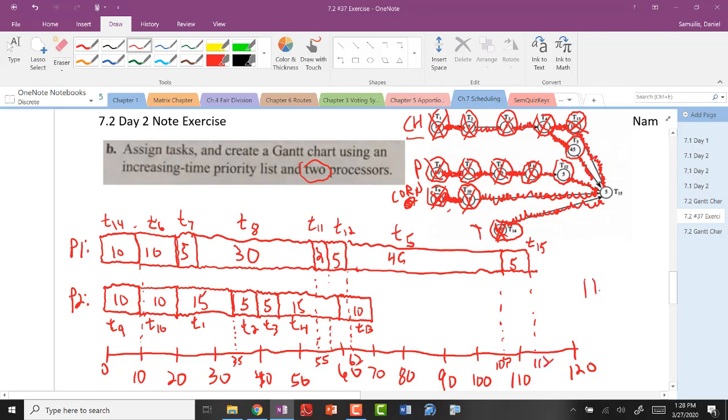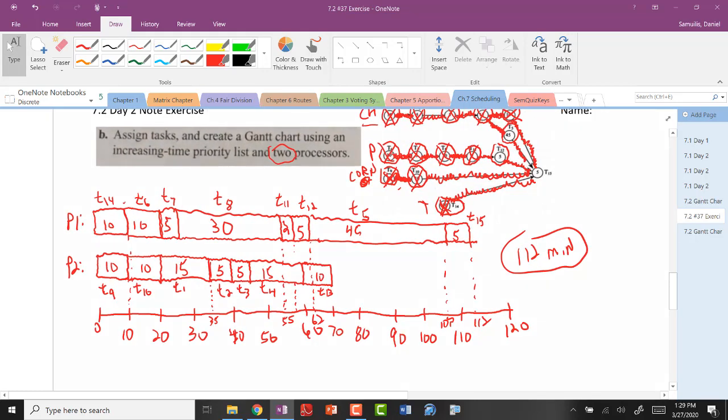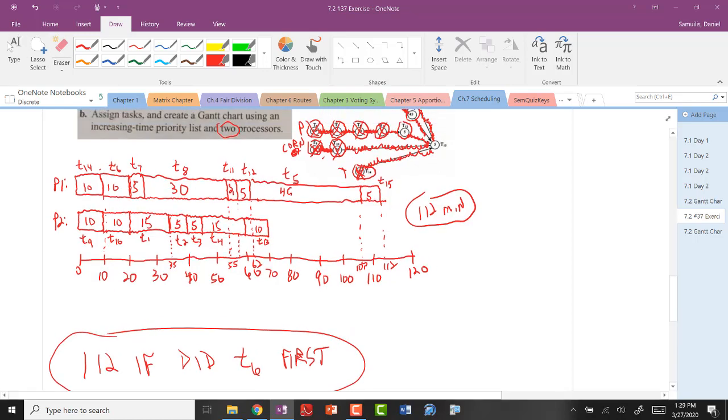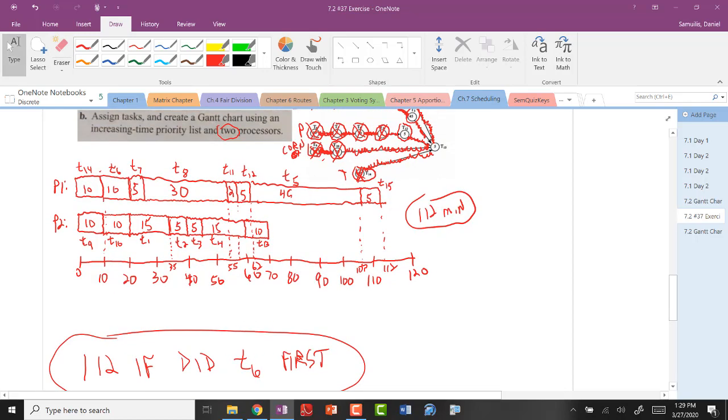So this took 112 minutes with two processors using the increasing priority list algorithm. And then I made a note down here, if, remember at the beginning, we had a choice to do T6 first. I think it was going to be the same. Maybe not. Yeah, I think it was. I think I ran through it before. That's why I purposely didn't do T6 first, because I wanted to see what happened when I did T10 and or T14 and T9 first when we did this.